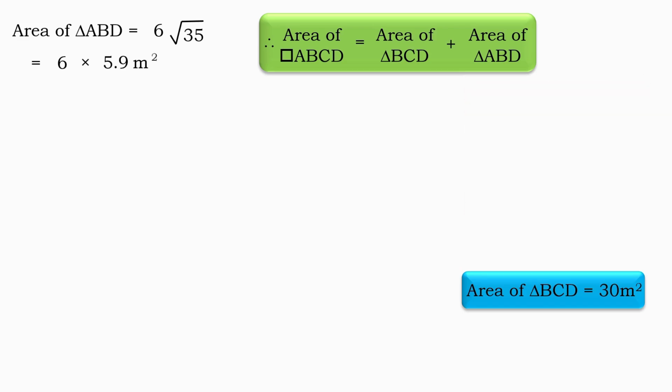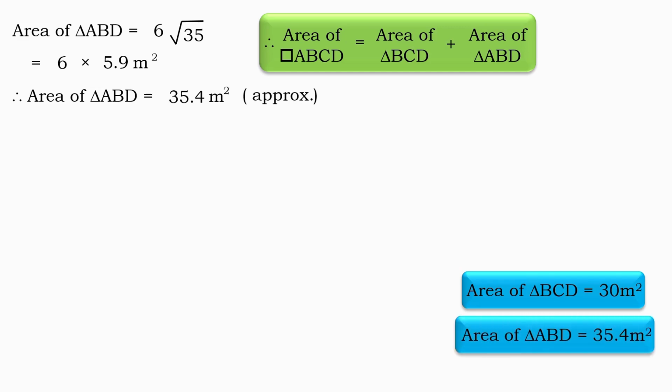Now the remainder we can neglect because we got one decimal place. So 6 into 5.9, if you calculate, it will come around 35.4 meters square. That is the approximate value.